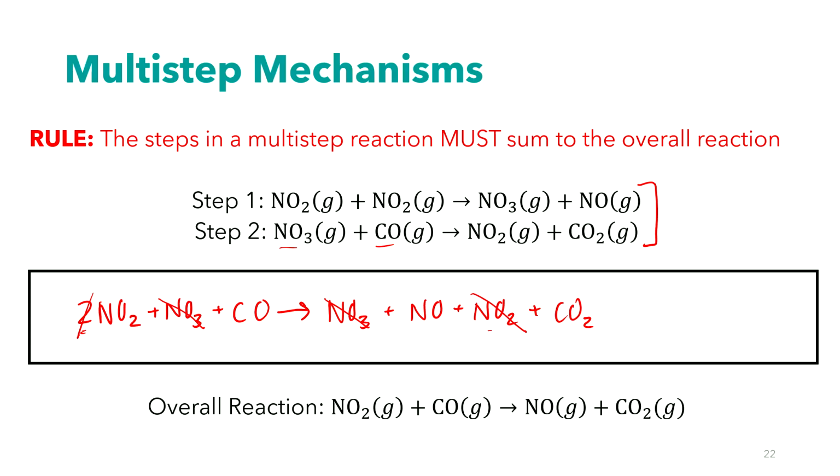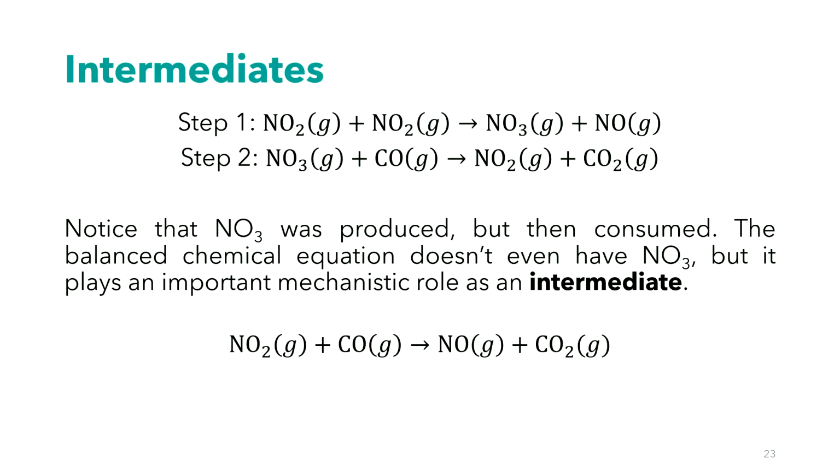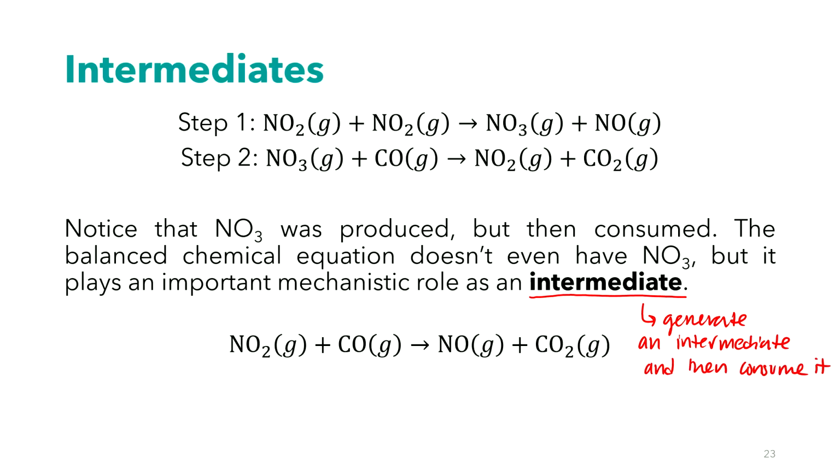What we noticed here, or what I noticed, and what I want you to notice, is that in this process, I wrote down NO3, and it dropped out. Okay? So NO3 doesn't even show up in the overall reaction, but it plays a really important role. And that role is our intermediate. All right? So an intermediate shows up, we generate it, and then consume it. So it was really important here.